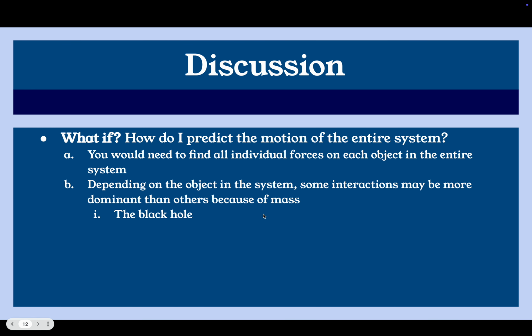Now, for the what if question, how do I predict the motion of the entire system? So to find this, you would need to find all individual forces on each object in the entire system. For example, you would need to find all forces being exerted on the star, or all forces being exerted on the moon, or all forces being exerted on the black hole. And depending on the object in the system, some interactions may be more dominant than others because of their individual masses, like the mass of the black hole, for example.